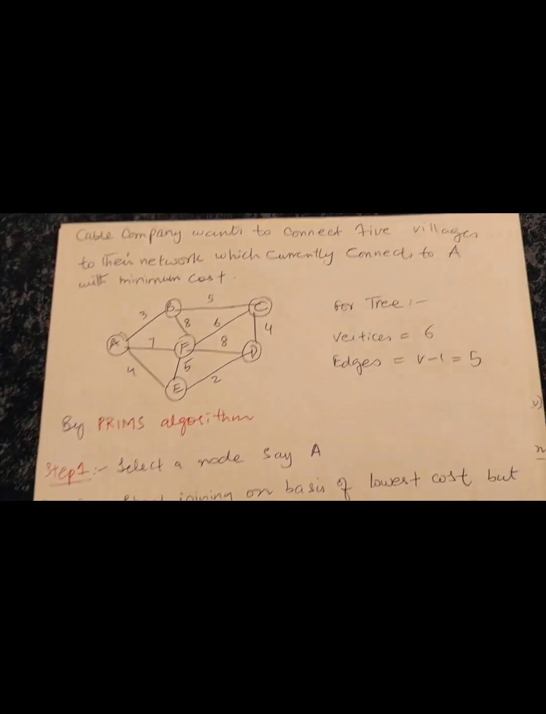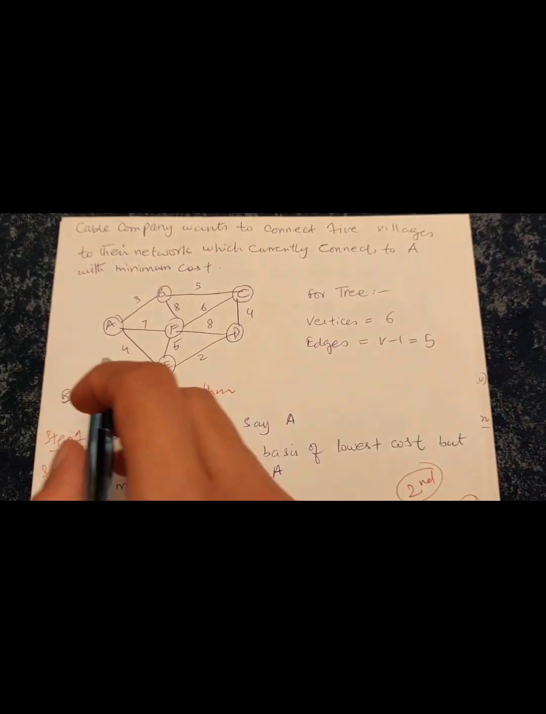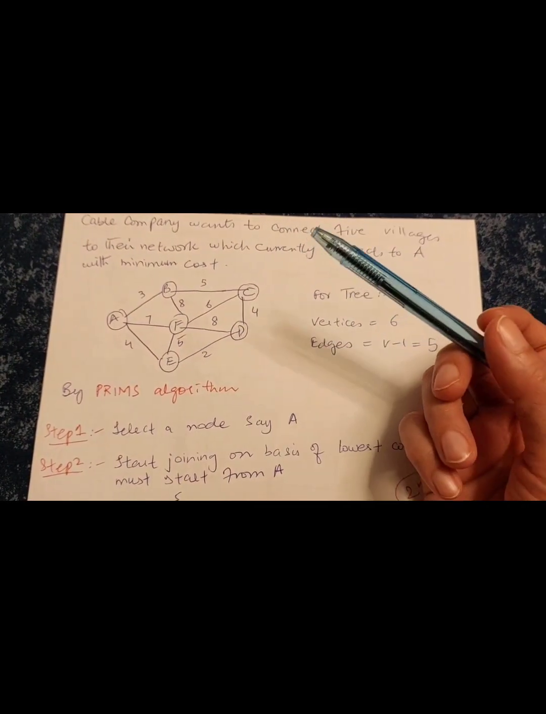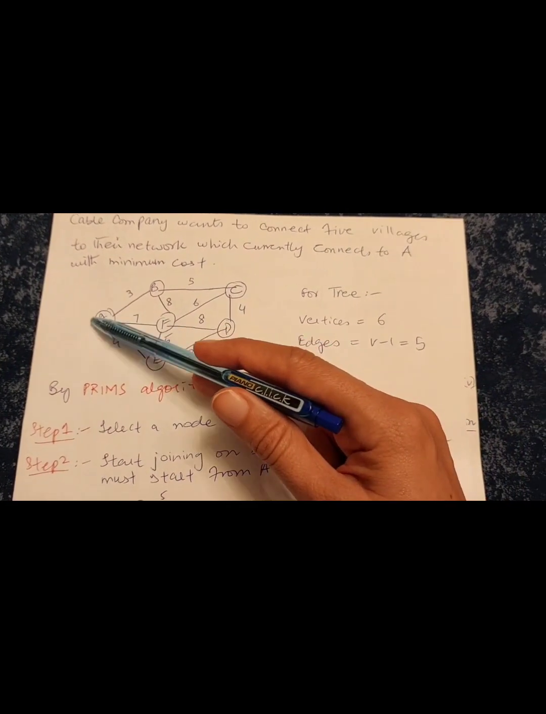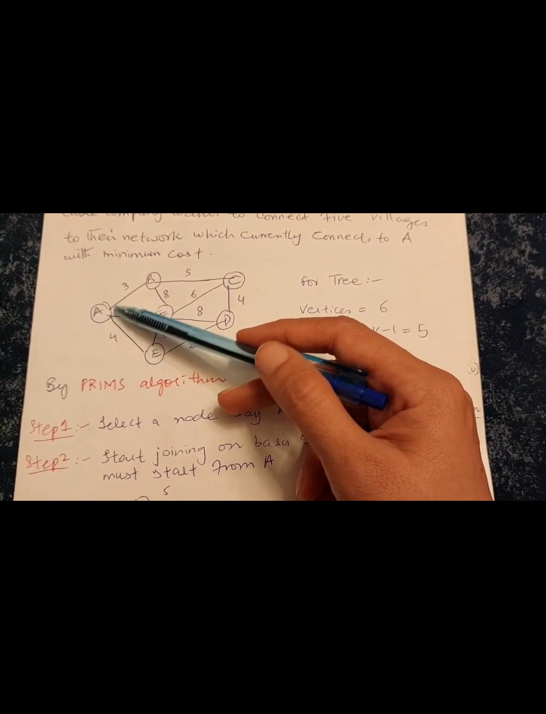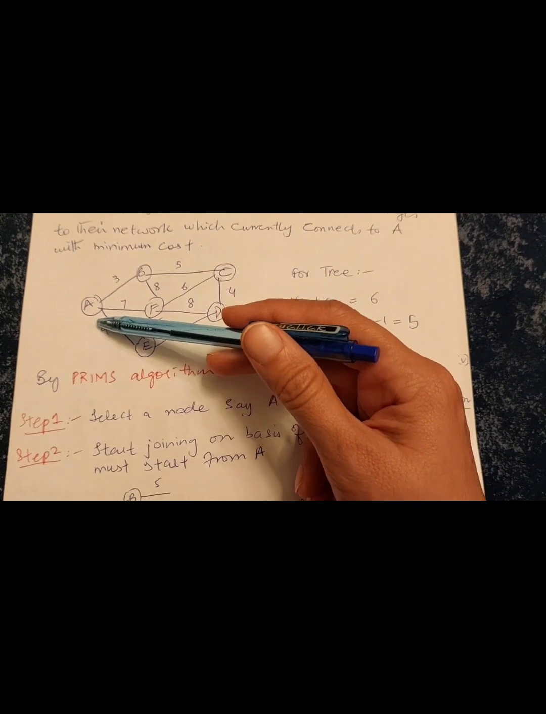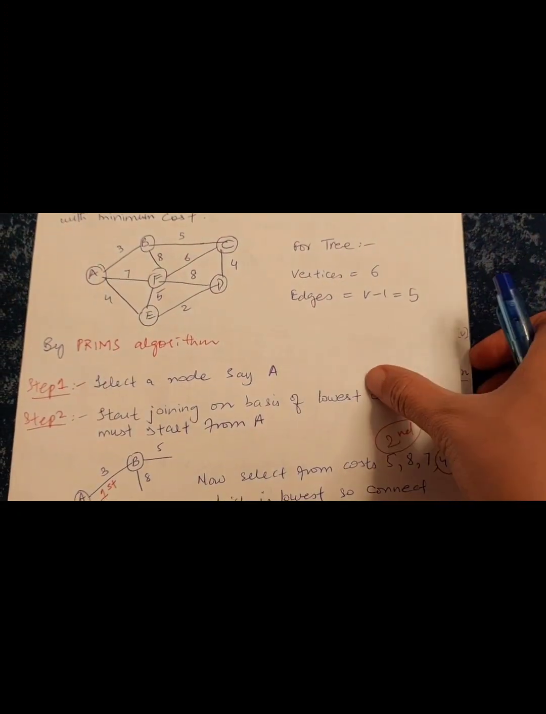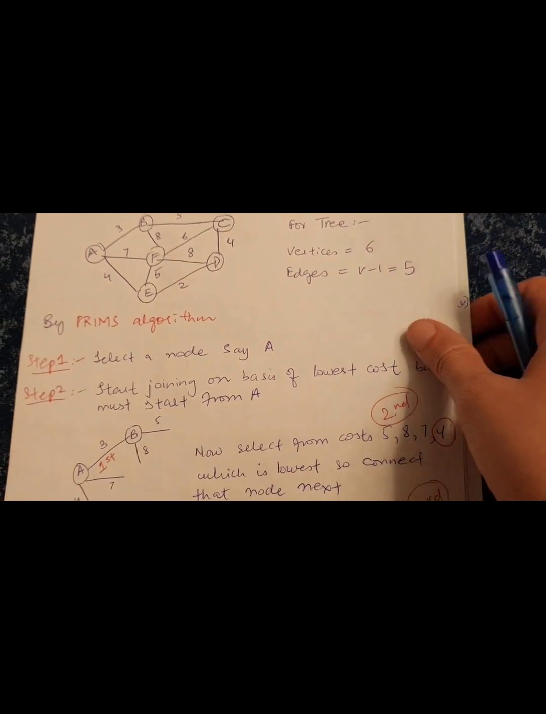Step 1: we will randomly select any node. For example, in this question we are not told where to start, so we select village A. We will say that the cable company will start laying down its cable from city A. In step 2 we will start joining on the basis of lowest cost, and we must start from A.